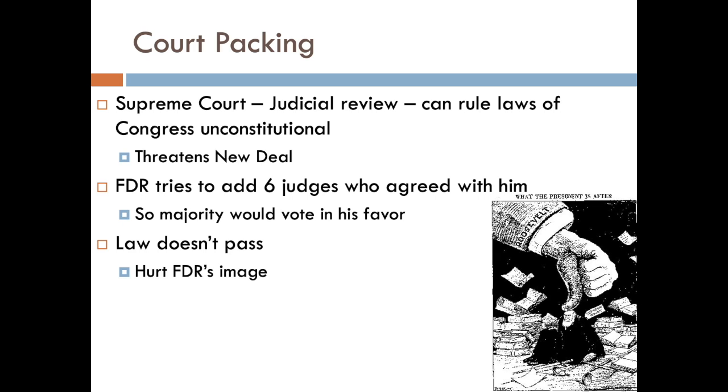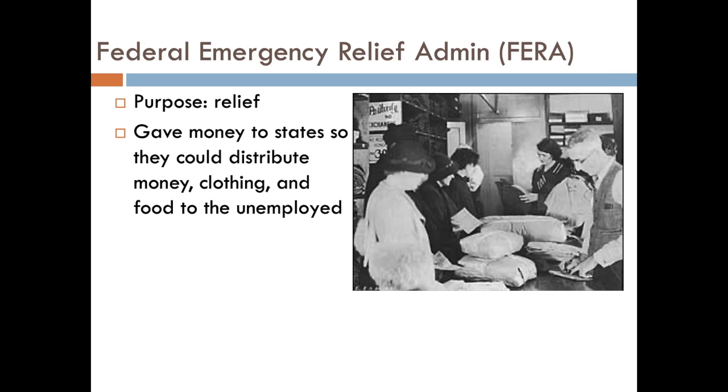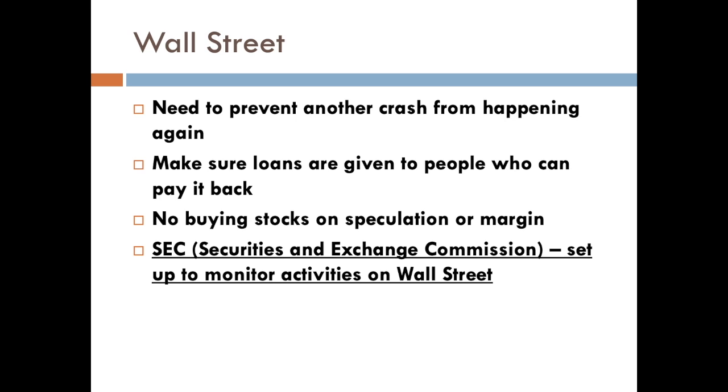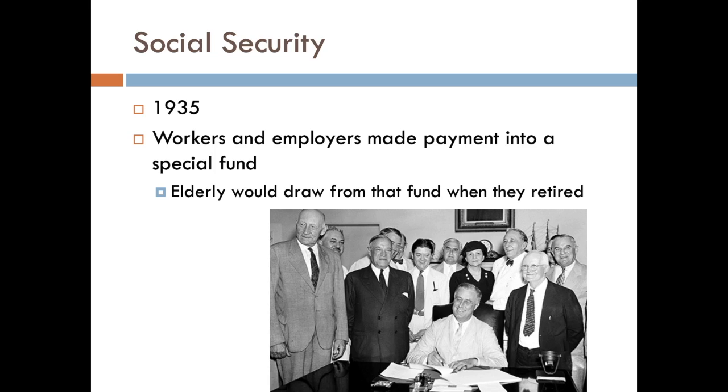So the other day we talked about the alphabet soup programs. I just gave you a couple of them. You guys have watched a couple of videos. You've done a couple of worksheets on some more. We talked about the SEC beginning to monitor what's going on in Wall Street. We talked about Social Security, which is still around today. People are critical of it, but it happens, so get over it.